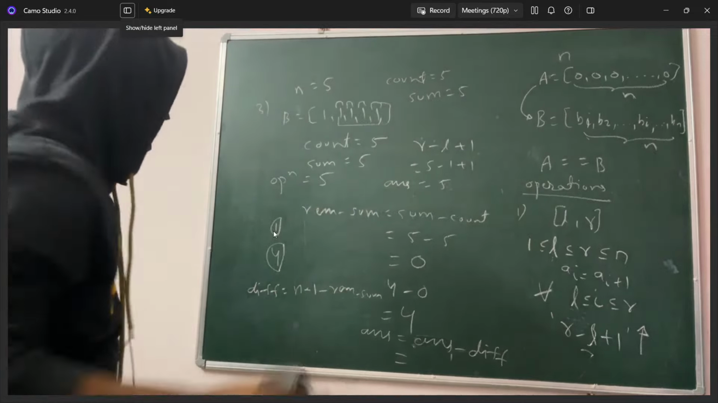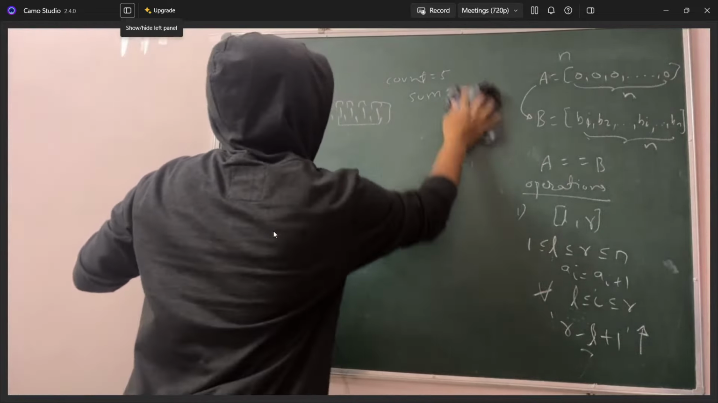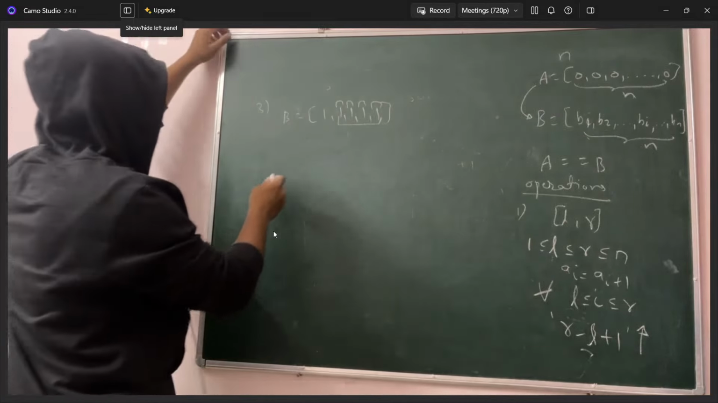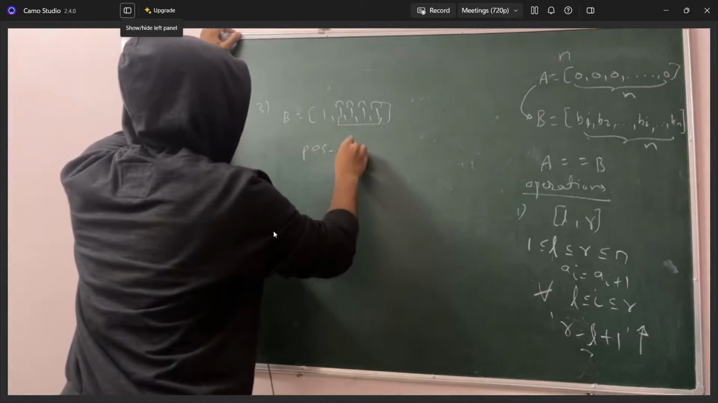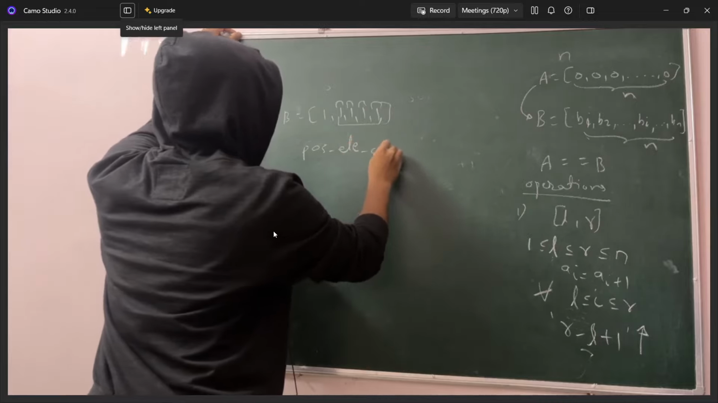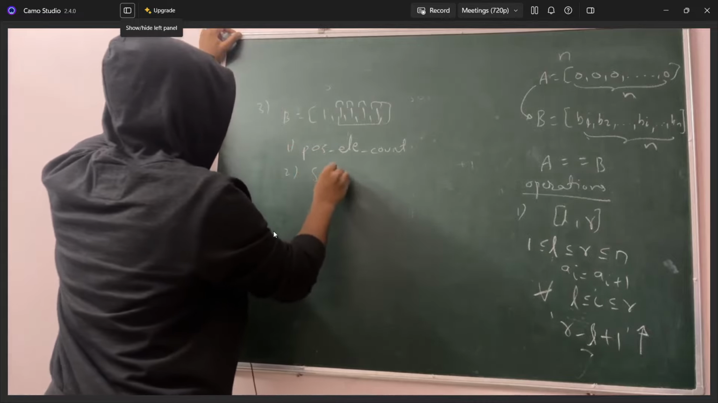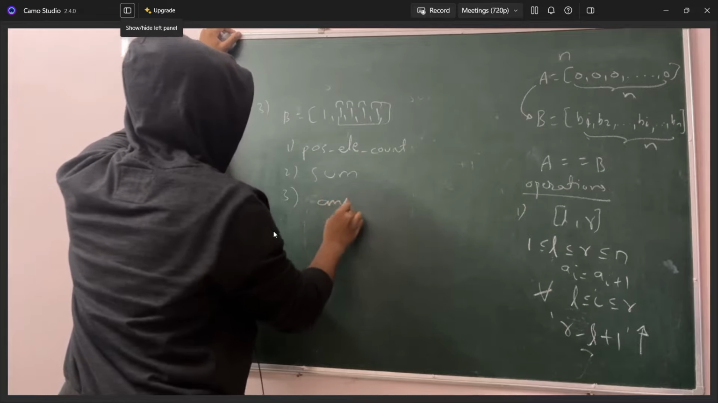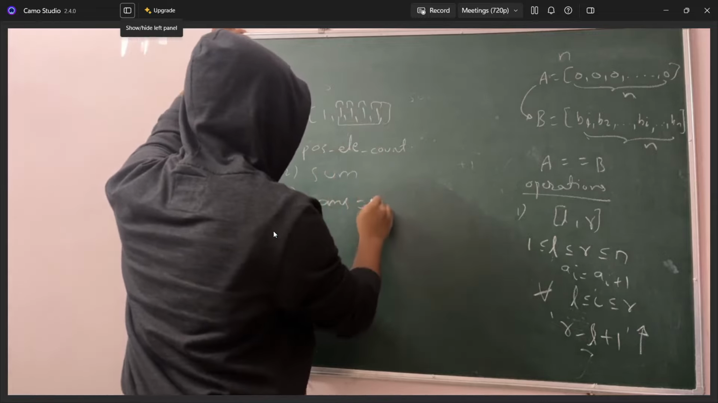So let's try to write pseudocode. In the pseudocode, first, in the array B, we'll have to count positive elements. Let's take positive element count. Okay, the first step is this. The second step is to count the sum. The third step is to take the answer. Your answer will initially be the positive element count, right?